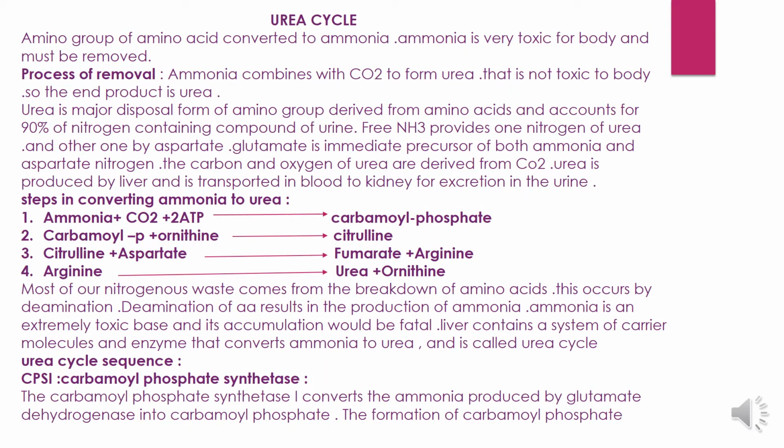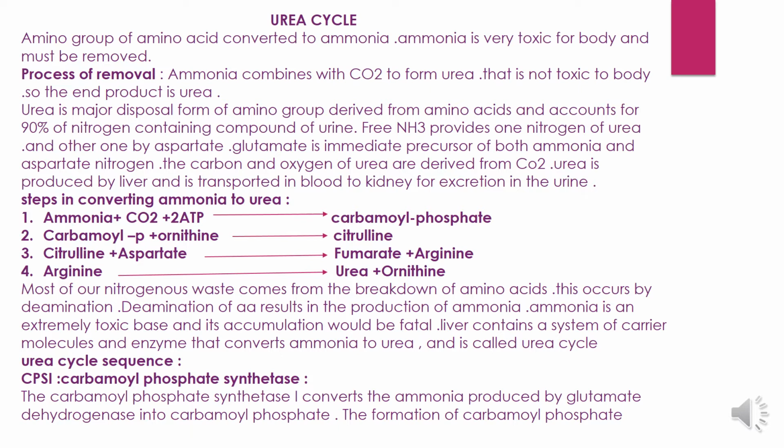Okay, now it's the urea cycle. The amino group of amino acid is converted to ammonia, and ammonia is very toxic for the body and must be removed. So what is the process of removal? Ammonia combines with carbon dioxide to form urea, which is not toxic to the body, so the end product is urea.